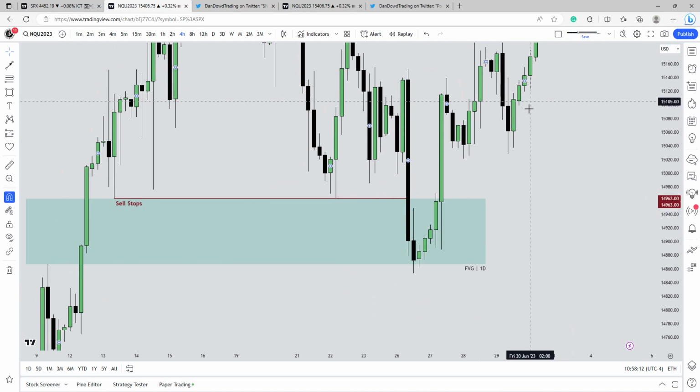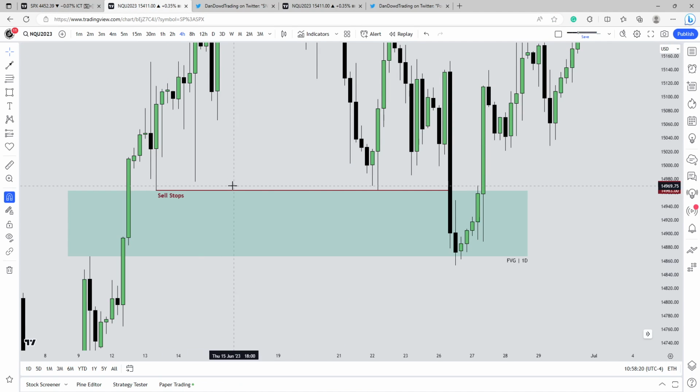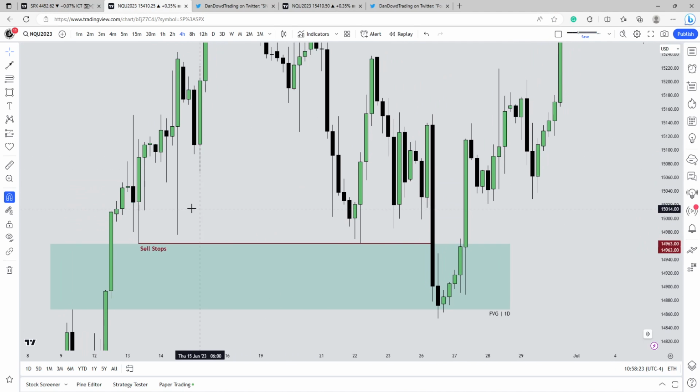So how did I know that price was going to do that? First of all, I identified the institutional order flow. The second thing that I looked for was buy or sell stops purged. Well, we did have these relative equal lows, so these old lows clustered close together. We had a run on those. Below old lows is sell side liquidity. Again, if you don't know what sell side or buy side is, go back to episode 1, my previous video on my YouTube. So we had a run on sell stops.